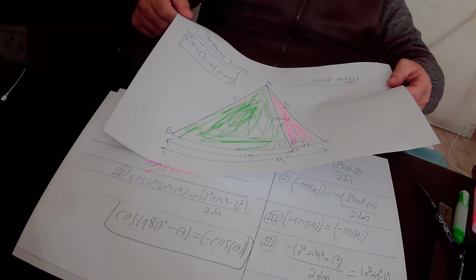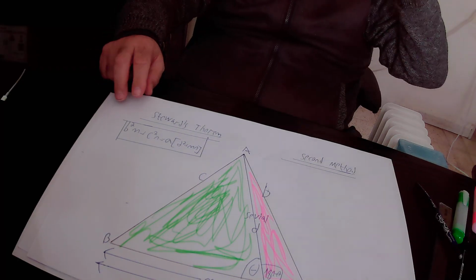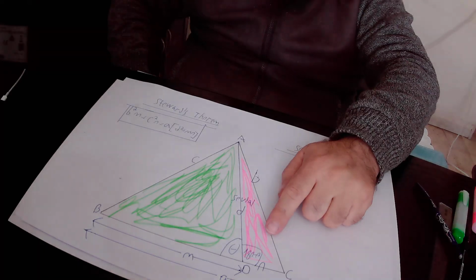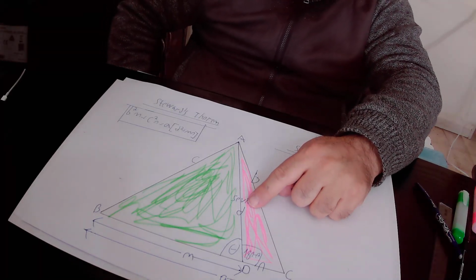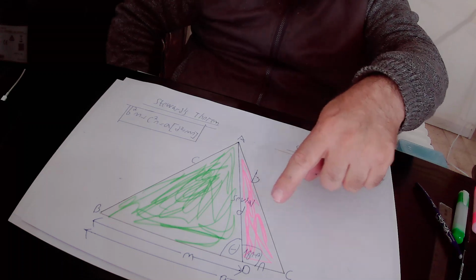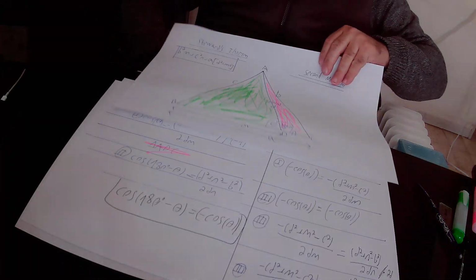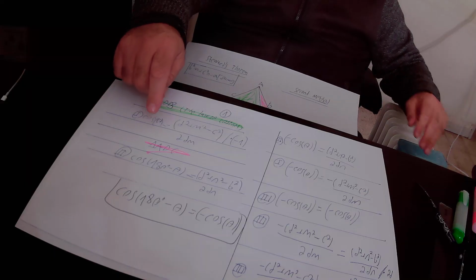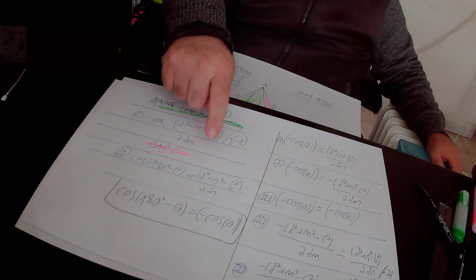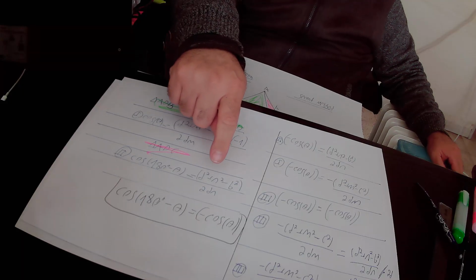Likewise, we implemented the law of cosines in the pink triangle, triangle ADC. According to the law of cosines, cosine 180 degrees minus theta equals d square plus n square minus b square over 2 times d times n. I repeat again, in the pink triangle ADC, cosine 180 degrees minus theta equals d square plus n square minus b square over 2 times d times n.